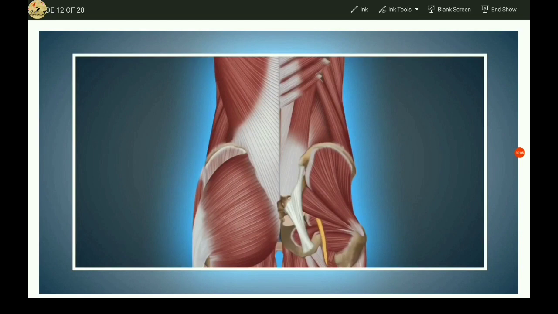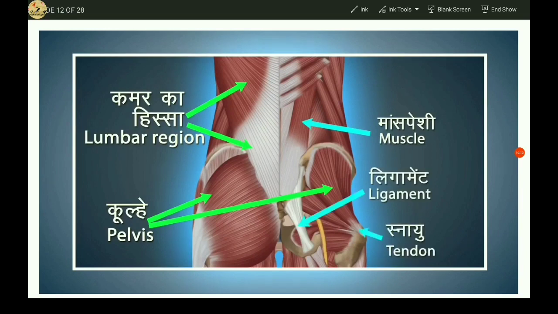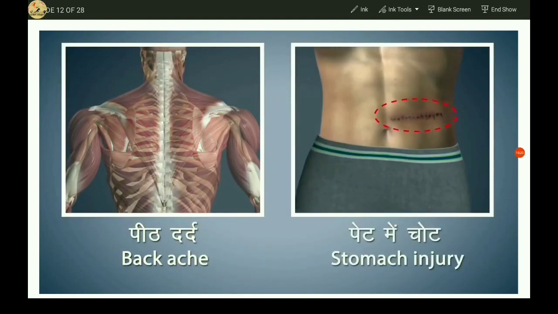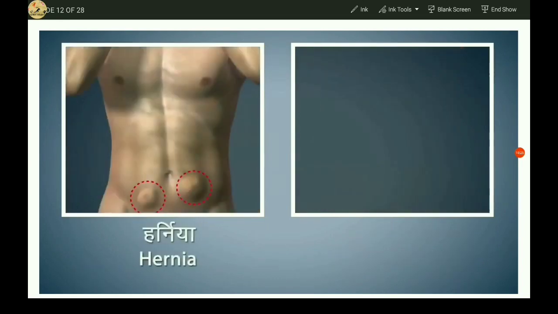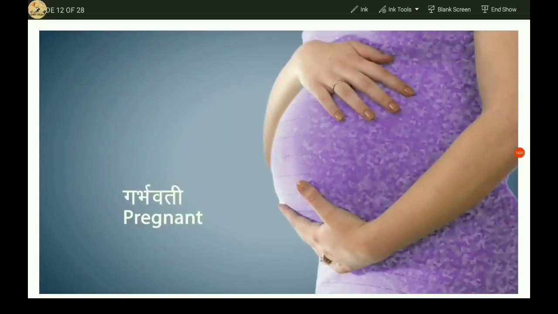Pavanmuktasana offers deep internal pressure, massage, and stretching of the highly complicated network of muscles, ligaments, and tendons in your pelvis and lumbar regions. Now the contraindications. Refrain from doing this asana if you are suffering from back pain or stomach injuries. Patients suffering from hernia and sciatica should refrain from doing this asana. Pregnant women should avoid doing this asana.